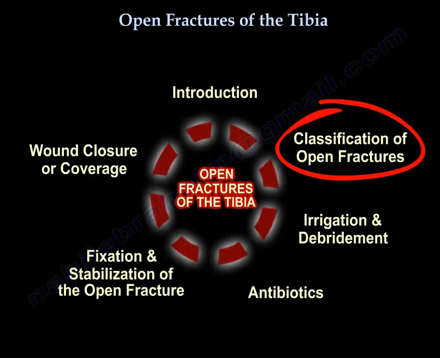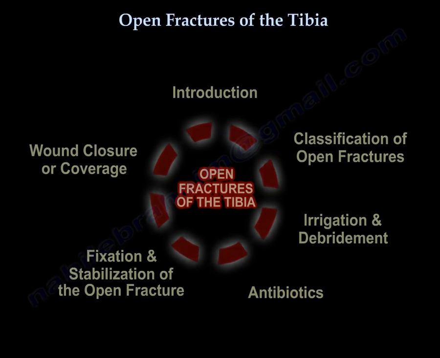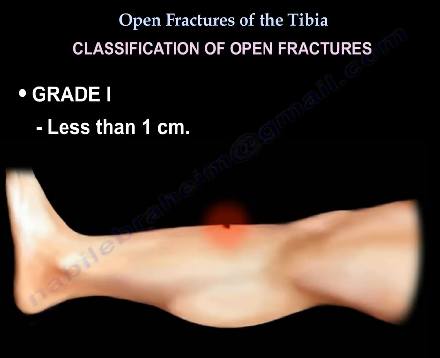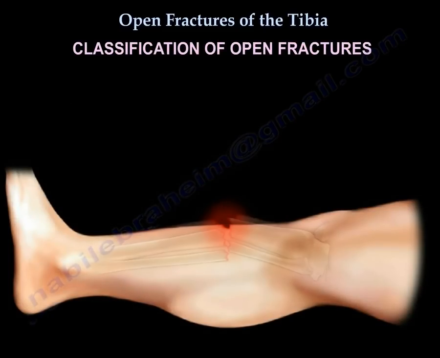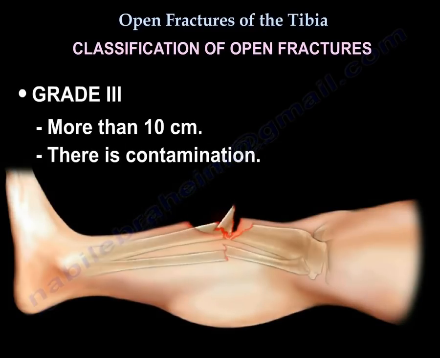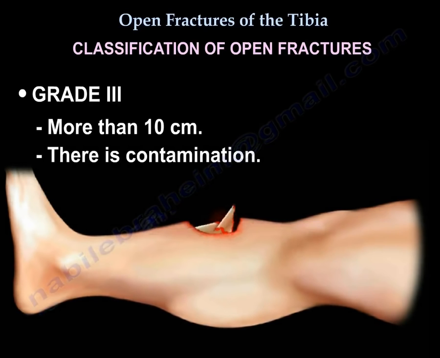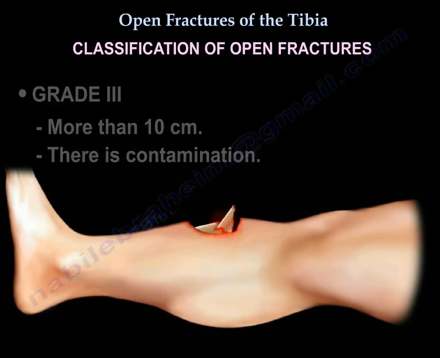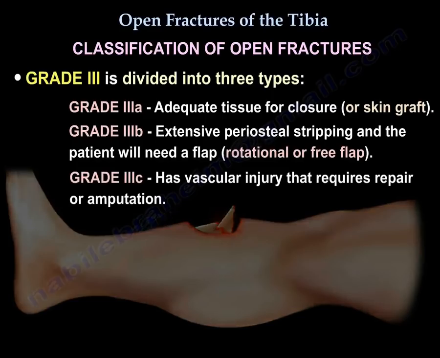Classification of open fractures. Grade 1, less than 1 centimeter. Grade 2, from 1 to 10 centimeters. Grade 3, more than 10 centimeters, and there is contamination. Grade 3 is divided into 3: A, B, and C.